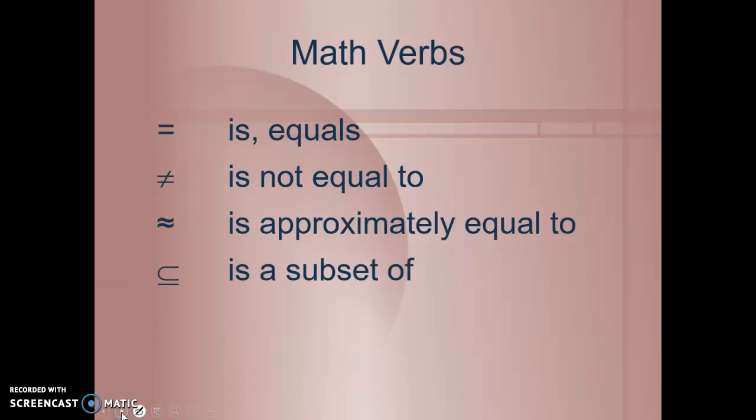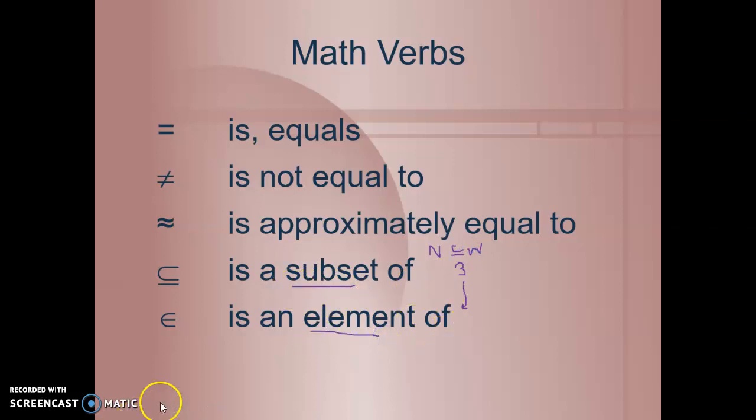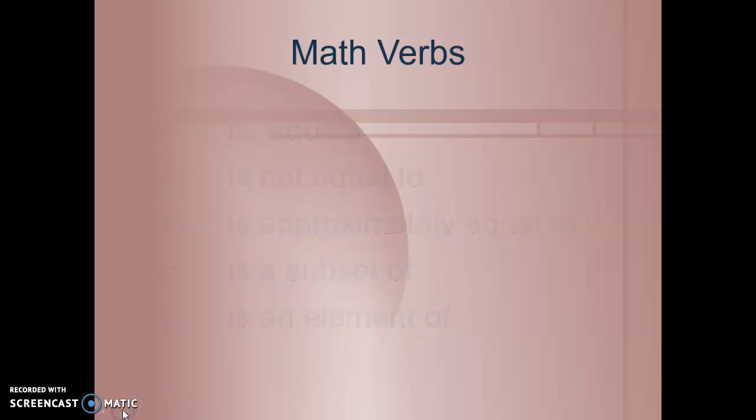The symbol ⊂ means is a subset of. So just to remind you, 3 is an element of natural numbers, whole numbers, integers, rational numbers, and real numbers. I got that backwards: 3 is an element of. And then natural numbers are a subset of whole numbers. We use subsets to talk about groups and elements to talk about specific pieces, like the number 3.